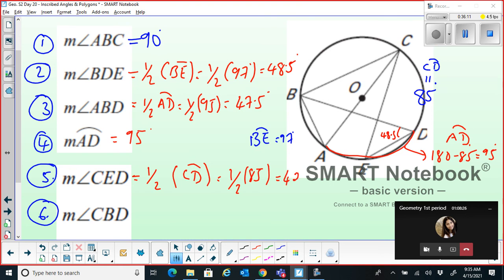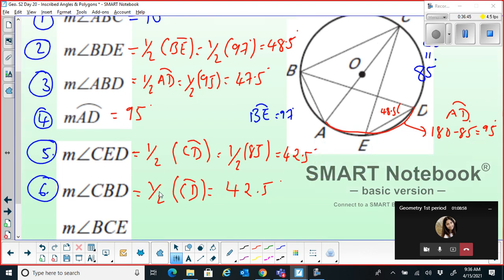Same way the next one is also the same thing. CBD, you can see that CBD corresponds to 85 degrees itself. The intercepted arc for angle CBD is arc CD, so it is half of arc CD, which is half of 85, which gives us 42.5. I am not doing that once more. So half of 85 gives us 42.5. Let's see the next few of them.